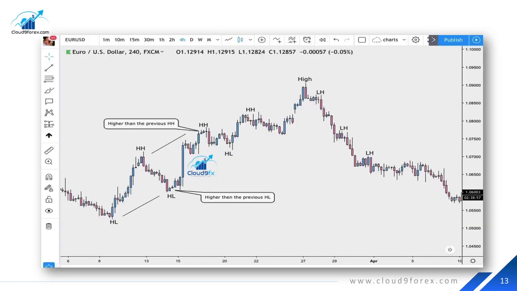So this is on EUR/USD 4 hour. Like I said, higher than the previous higher high. They have to be higher in order for it to be a trending uptrend.